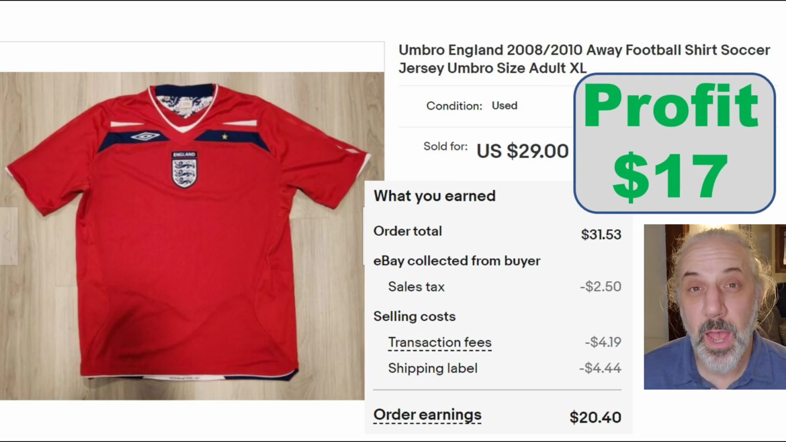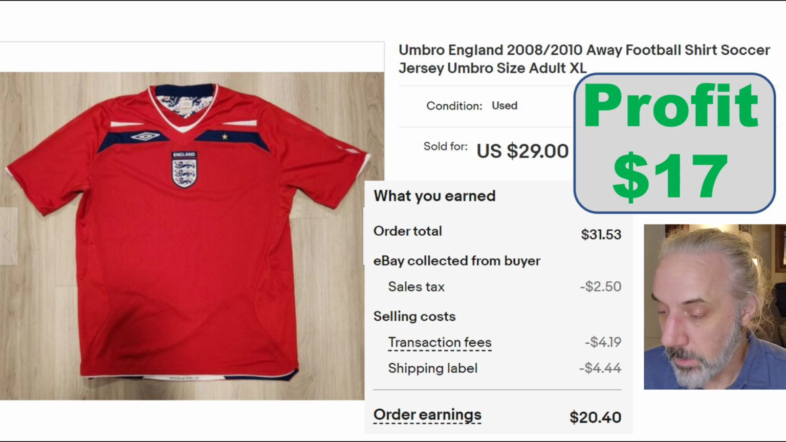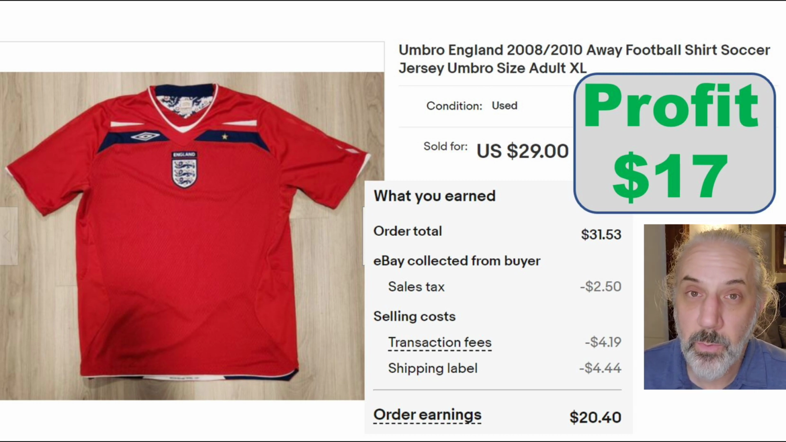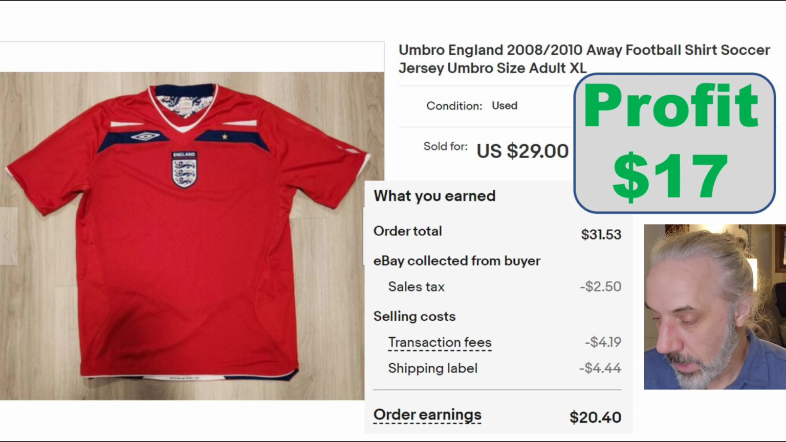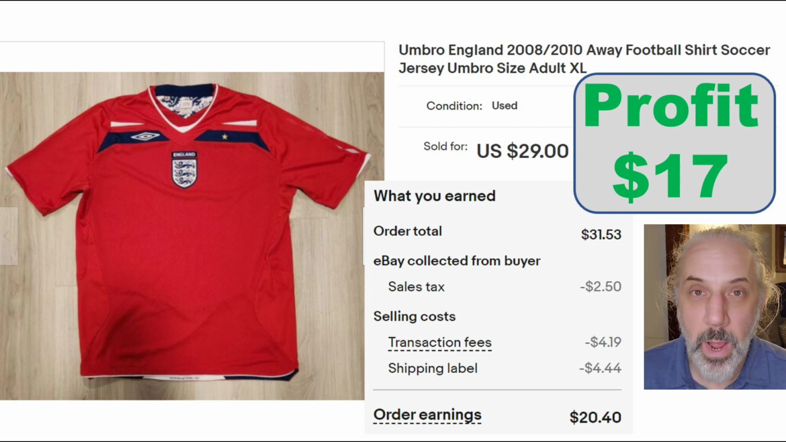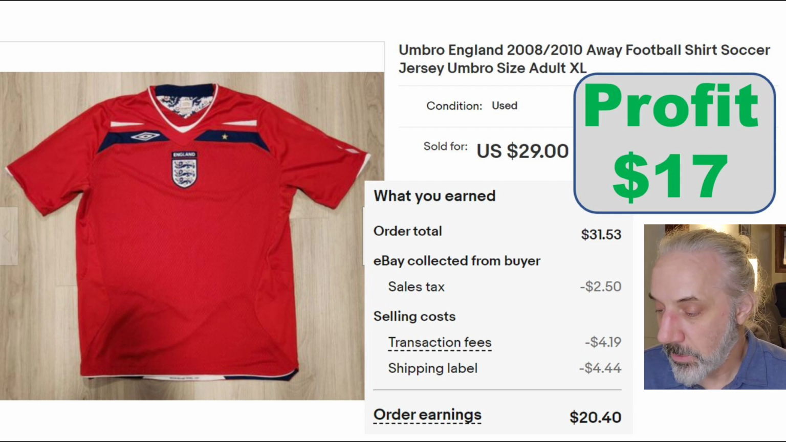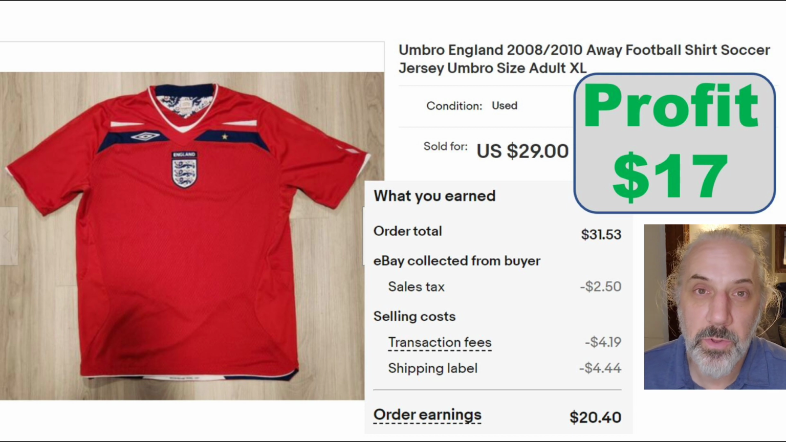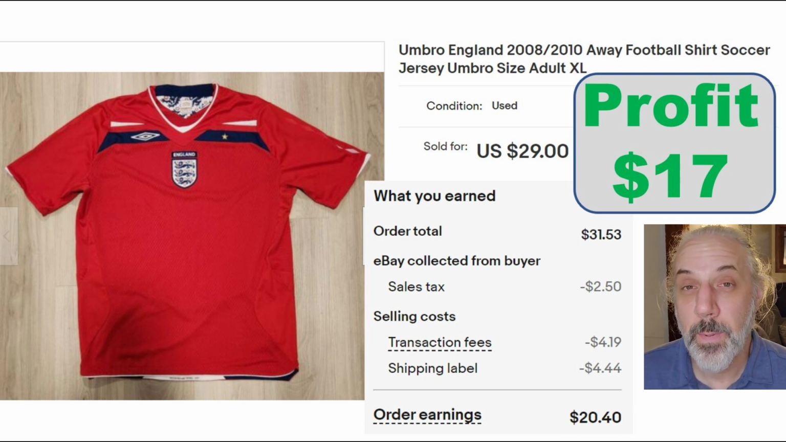Here we have a soccer jersey. I've had a lot of luck with soccer or football club clothing items. So this was Umbro is the brand, and it's England 2008-2010, which I learned doing the research. It actually, on the bottom hem, tells you that. But this is actually an away jersey, size adult XL. So this buyer is all in for $31.53, and my earnings from eBay, $20.40 for a profit of $17. So keep an eye out for those football club jerseys.